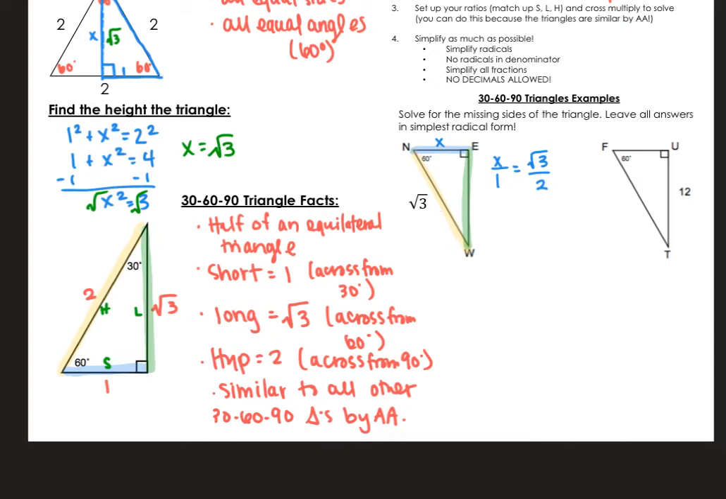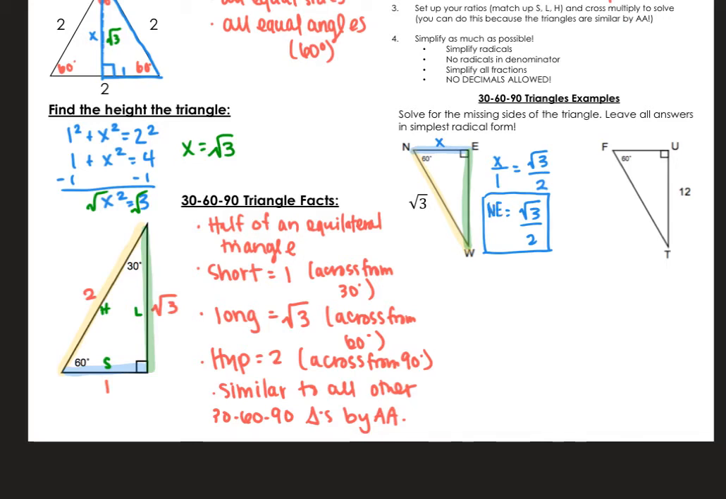Now we cross multiply, but in this case, since x divided by 1 is x, I already have x by itself. So that means I actually have my answer. x is square root of 3 over 2. There's no need to cross multiply here. And actually, instead of writing x equals, I'm going to write the side name, which is NE.